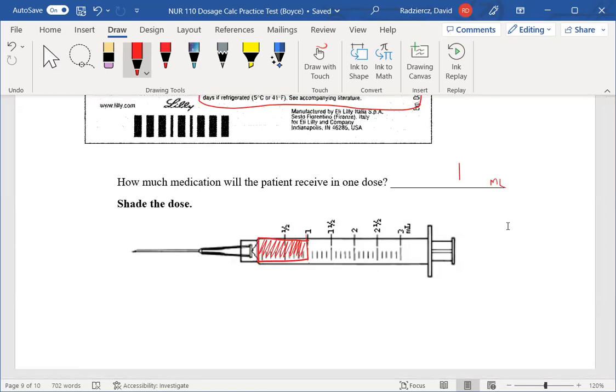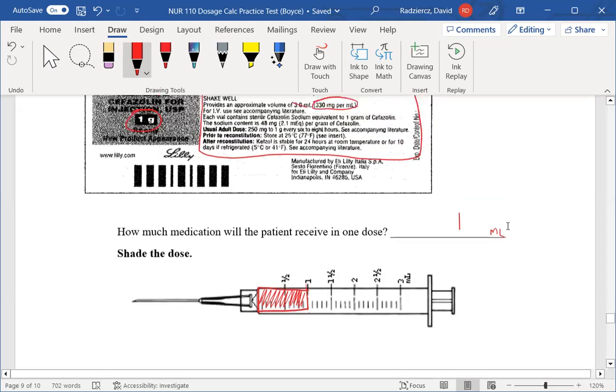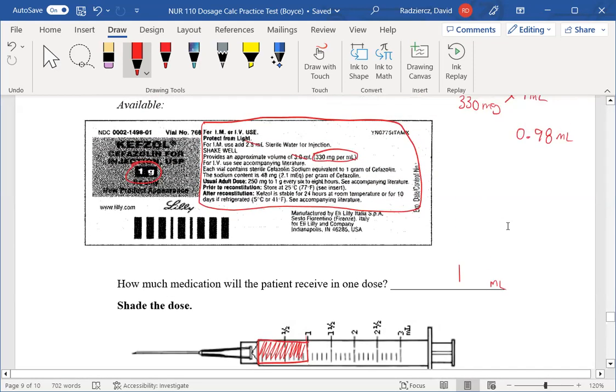Okay, I also have a question. For the reconstitution ones, we're never going to have two separate numbers in there. It's always going to be the milligrams per milliliter in the reconstitution label. It's never going to be two different numbers.